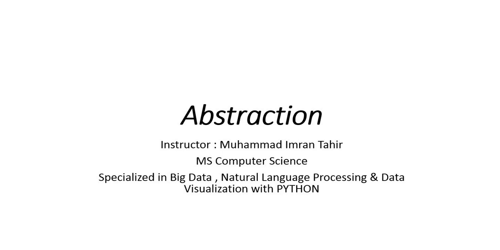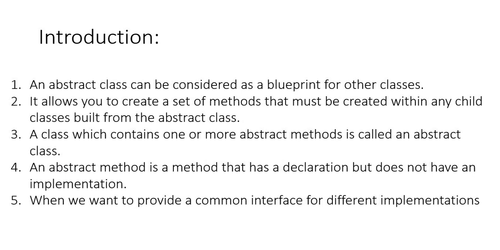First of all, we'll see what abstract classes and abstract methods are. An abstract class can be considered a blueprint for other classes. It is a defined class which does not have any kind of function definition. Just the method's name is declared. Their signatures are declared. They are not defined in this class.